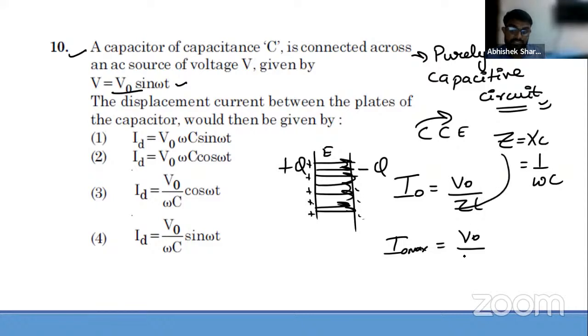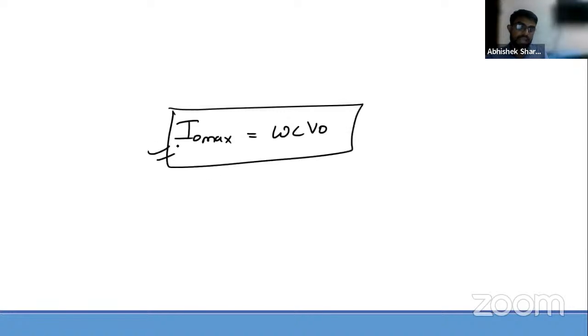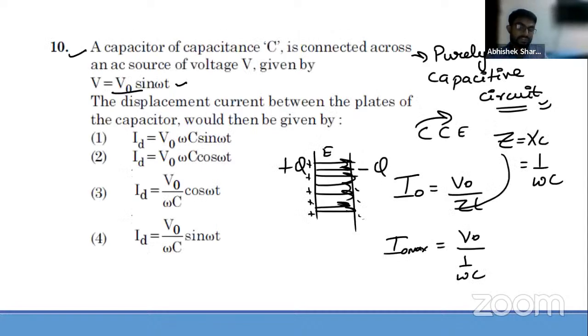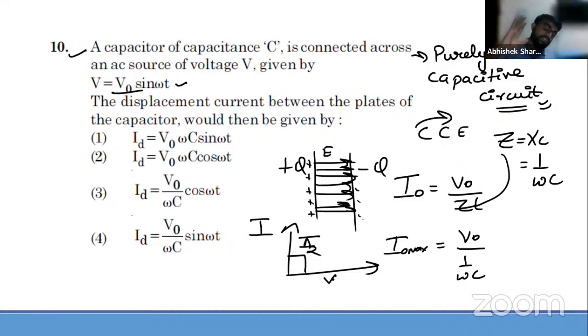So when I put this here, I'll get 1 by omega C. So I can say from this, the maximum current amplitude which I am getting is equal to omega C V naught. And now it's very simple. We know how the equations are. These are sine equations. Okay. And also we know this thing that current leads the voltage in a purely capacitive circuit by a phase of pi by 2. Remember this thing? The current leads the voltage in a purely capacitive circuit by pi by 2.